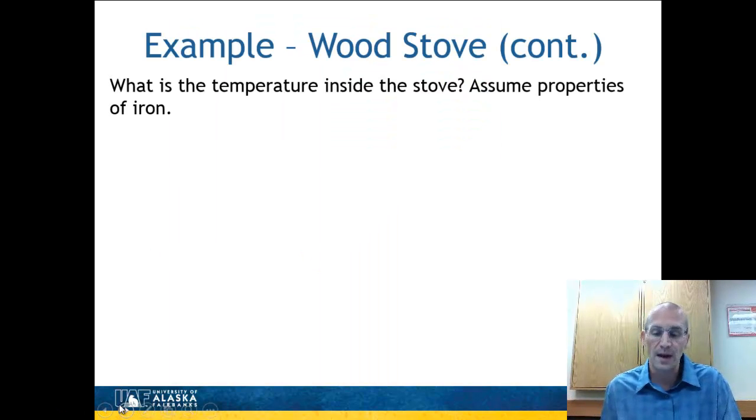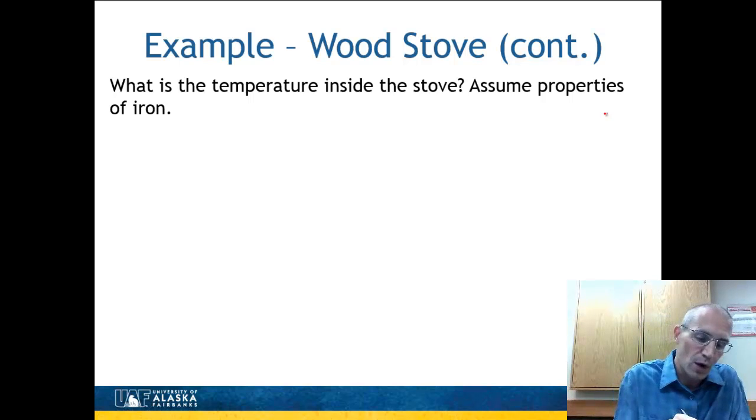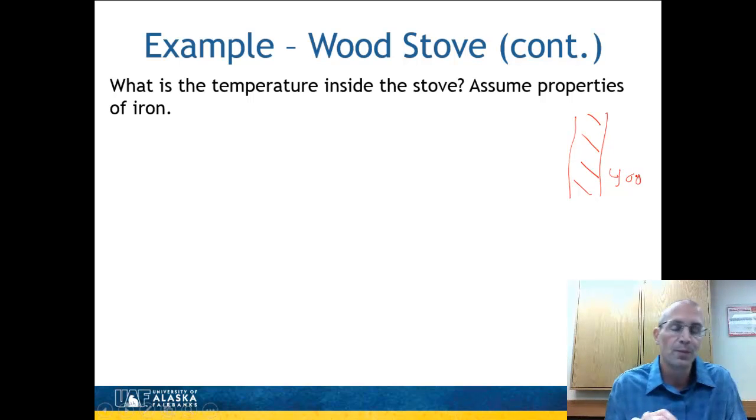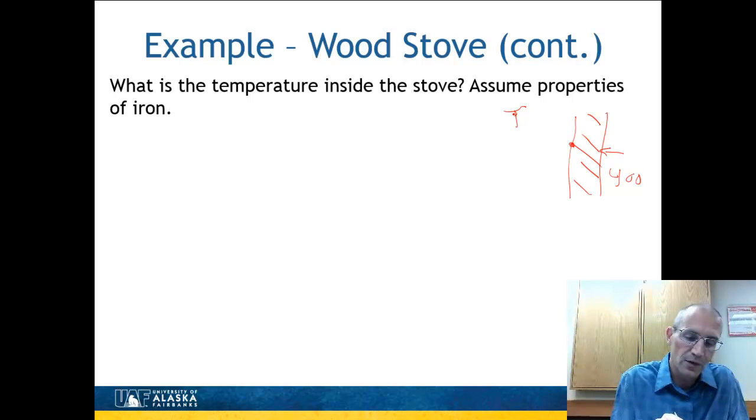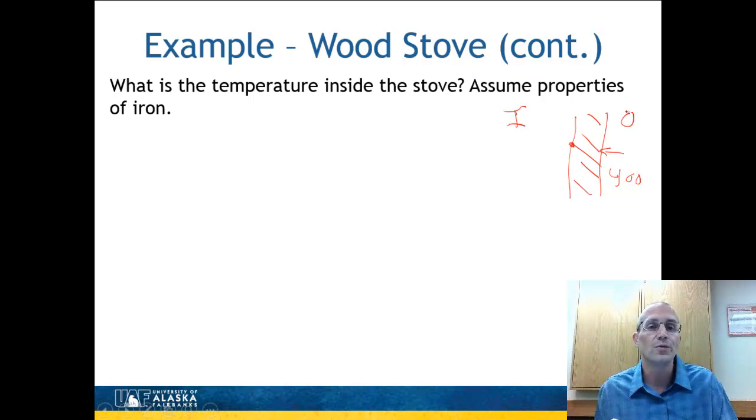All right, let's continue with this example and answer this question. What's the temperature inside the stove? We're going to assume that the stove is made of iron. So here, what we're looking at is conduction through the wall. If I was to blow up and imagine that this is the wall of my stove, the surface over here is 400. That's the temperature of the outside surface of the stove. There's going to be a temperature inside that is going to be something larger. So this is the inside of the stove. This is the outside of the stove.